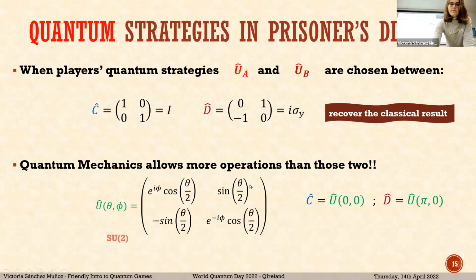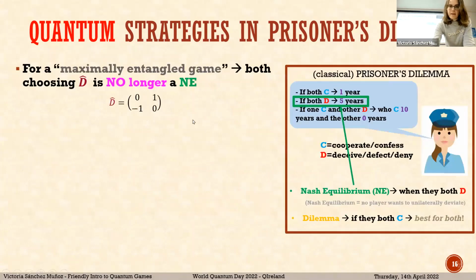So now the players' operations can be encoded into this matrix form. For a maximally entangled game, if you don't understand what that means, it is related to how they define the game. It means that the quantum state that you have is maximally entangled. I can explain that if you have some questions at the end.